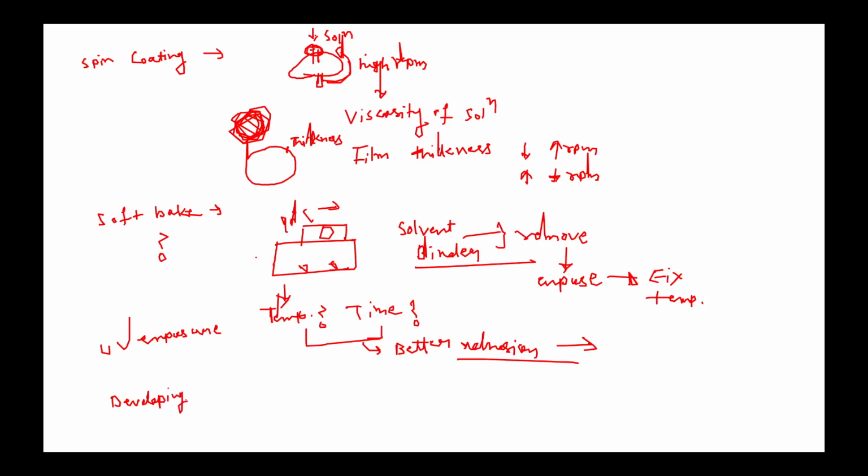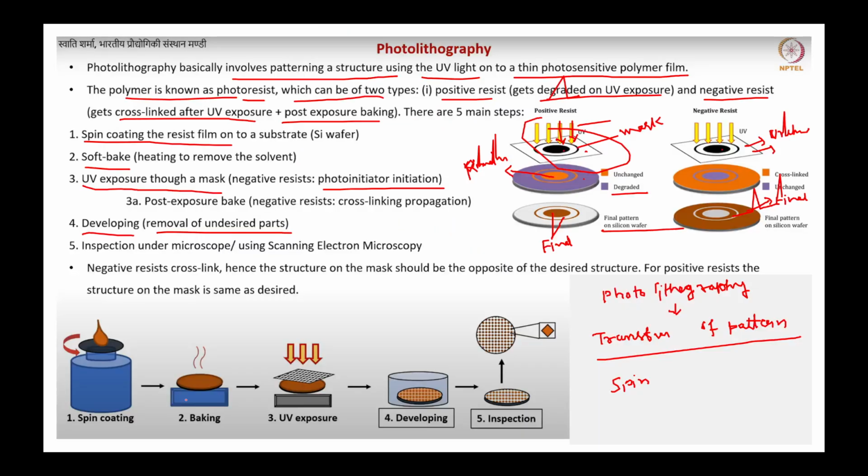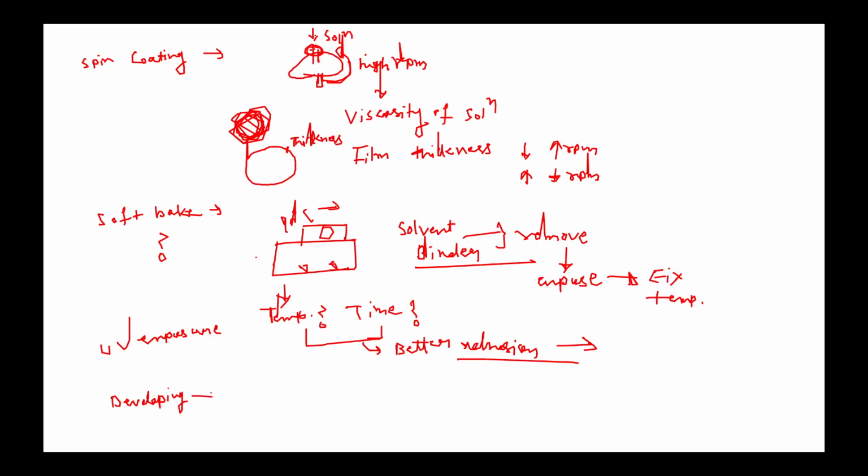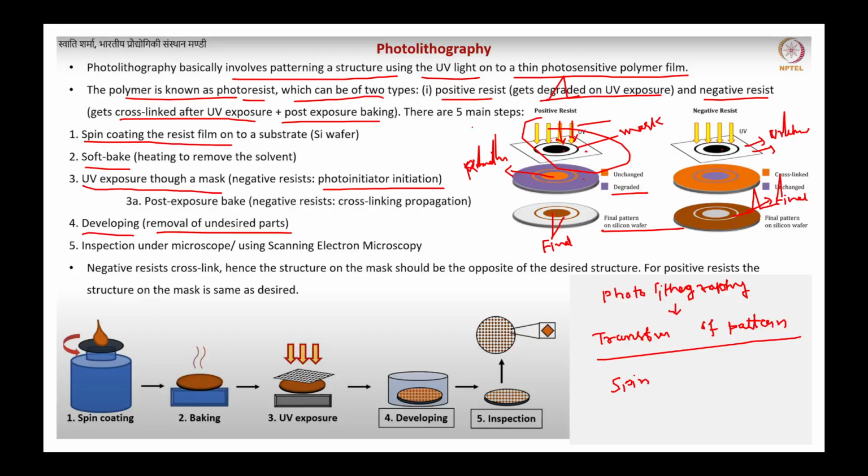In this case, it will be like etching. Here you will put it in some solution where, in the case of positive resist, the part which has been exposed to the UV will degrade, and the part which has not been exposed to the UV will remain. So this will give your final pattern. And at last, you will do the inspection under the microscope.